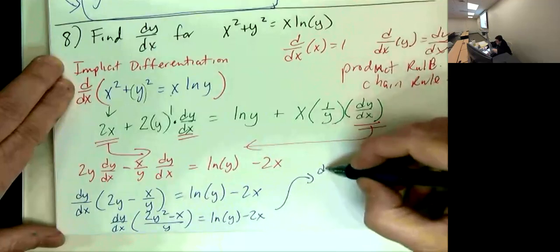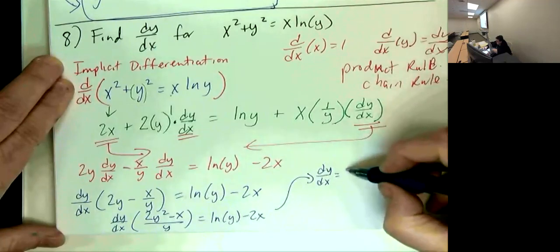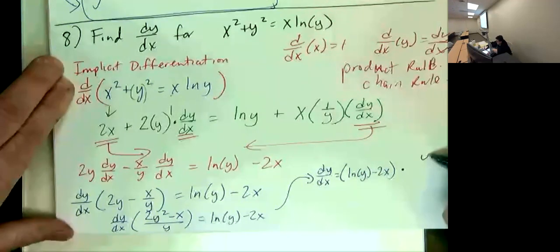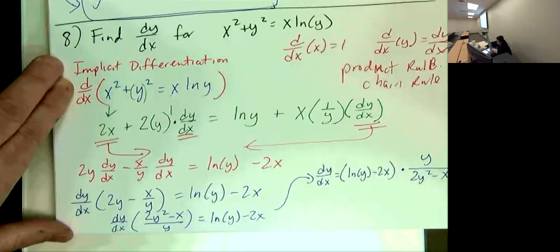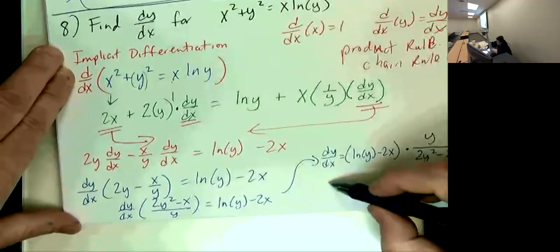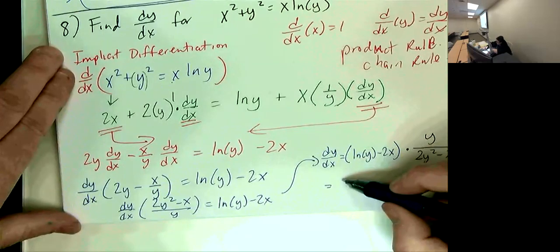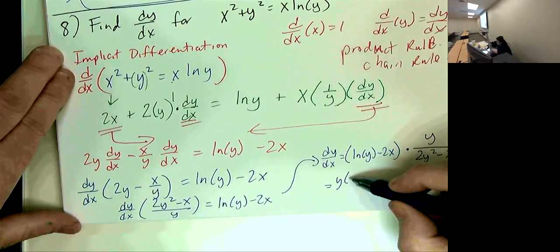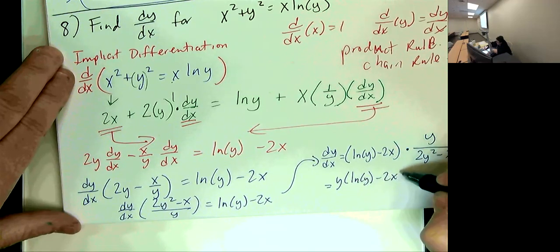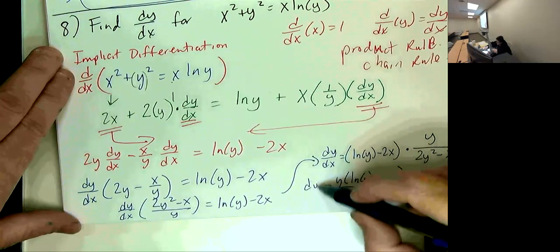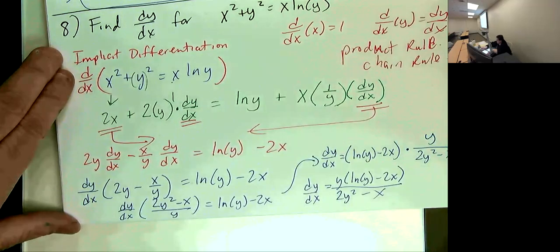We multiply by the reciprocal. And I've got natural log of y minus 2x times y over 2y squared minus x. I'm gonna make it one fraction. That's all that's left to do. You got y times ln of y minus 2x all over 2y squared minus x. And if you want to distribute the y, you can.